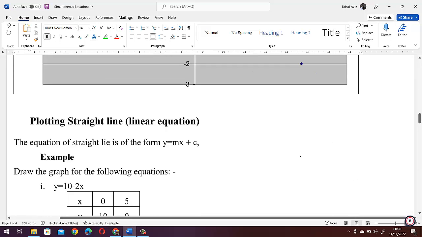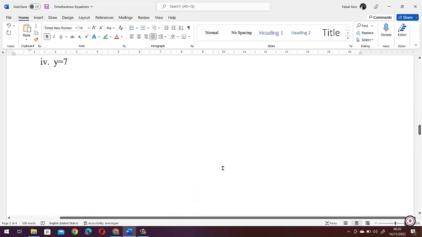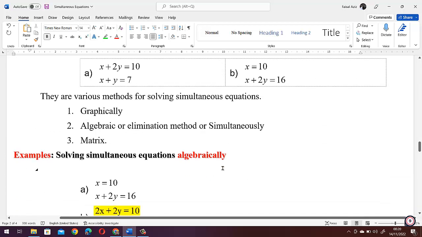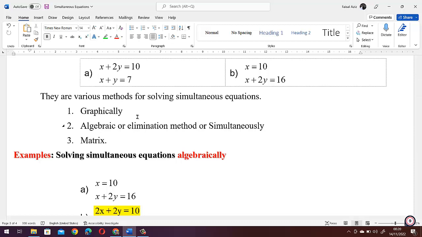So in this example, the graphical method you have already understood. You can calculate the points, connect them, transfer them onto a graph sheet, and when two lines intersect each other, that will be the point of intersection. You have to pick the point of intersection and it will be your solution.